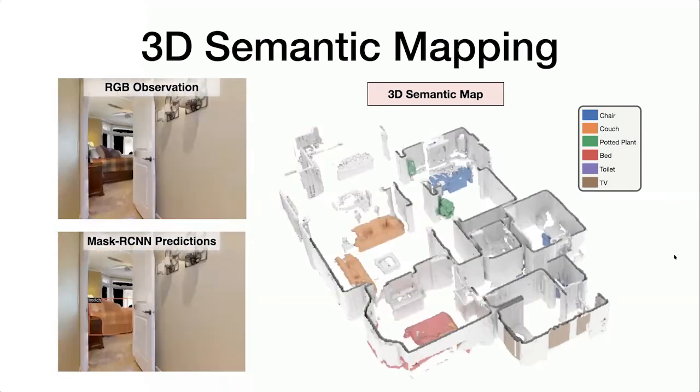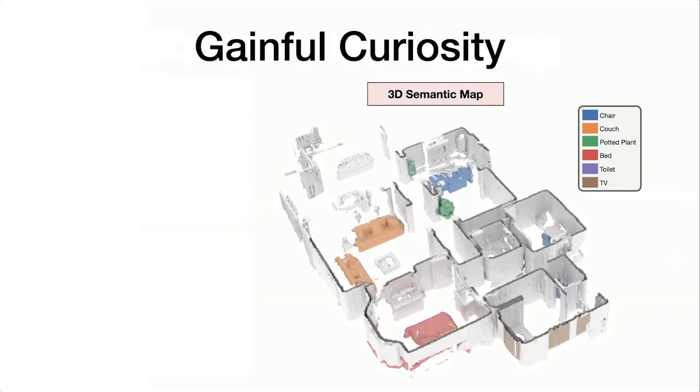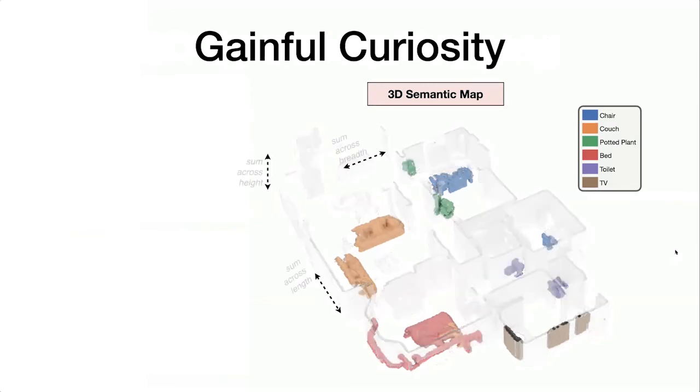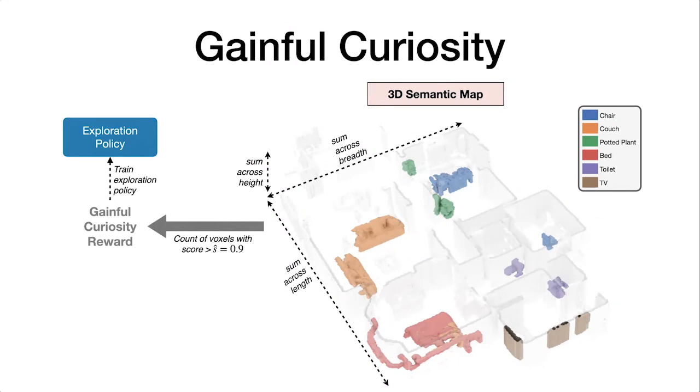Once you have this map, you can do gainful curiosity on top of this. Once the agent has built up a map, we can compute a reward for this agent by counting how many voxels we have such that the score is more than 0.9, so I have at least one confident detection in some sense. That's what I'm trying to capture here. This generates a reward, and that reward is what I use to learn an exploration policy. This answers the question: how should I move around in the world in order to create opportunities for learning how to improve my model? So that's one aspect of this.